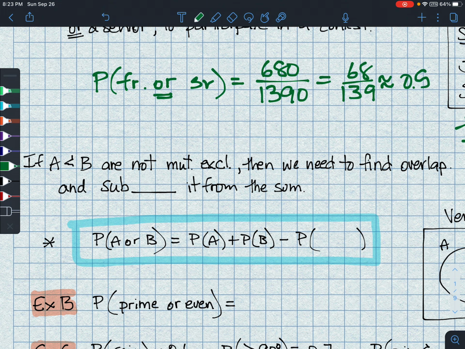All right, now the tougher problems. What if A and B are not mutually exclusive? Well, then we need to find the overlap. Once you find the overlap, then we are going to subtract it from the sum. Okay? So the probability of A or B is the probability of A plus the probability of B, and then we have to subtract off the overlap because we don't want to add that up twice.